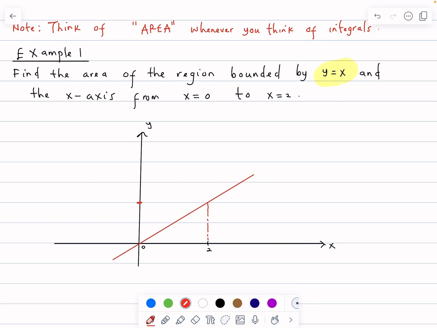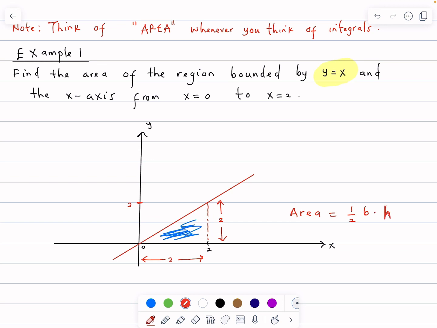And this place is also 2. So this is the part we are considering. From here to here is 2, and from here to here is also 2. So we want to find the area, right? What shape is this? This is a triangle, right? The area of a triangle is half base times height.